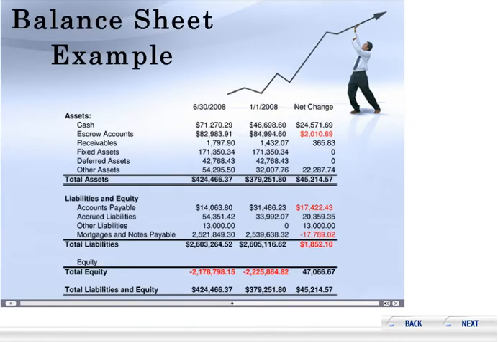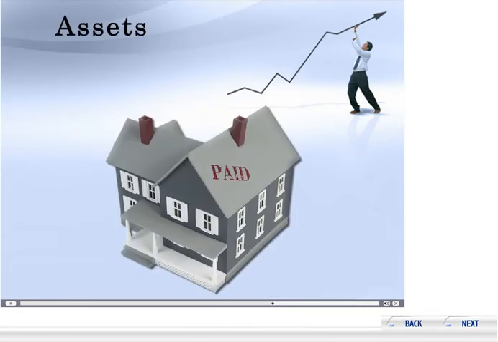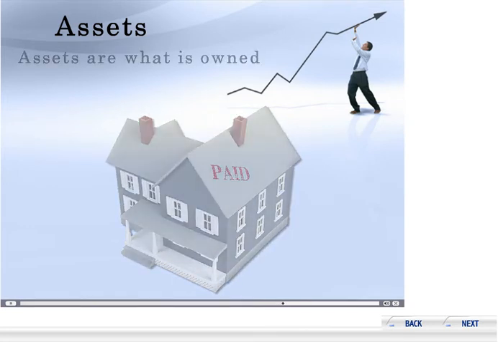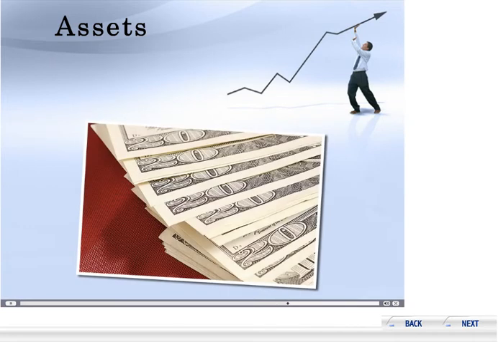This is an example of a very simple, condensed, comparative balance sheet. The balance sheet was formatted to compare balances at the beginning of the year to balances at mid-year. We will discuss the components of a balance sheet and then some specific balance sheet accounts. The first division of a balance sheet is assets. Assets are what is owned. Assets are listed on the balance sheet in order of liquidity.